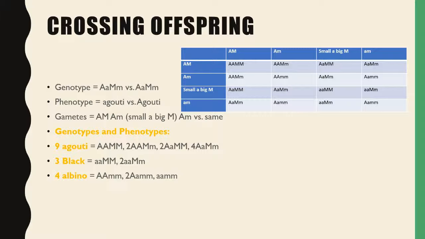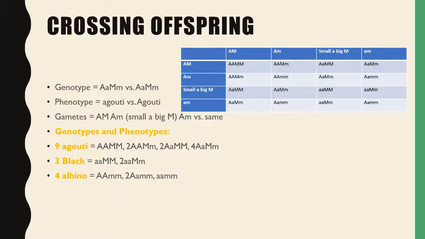So what if we cross their offspring then? What if we cross a big A, small a, big M, small m versus the same thing? Well, the phenotypes will be agouti versus agouti, and the gametes will be a big A and a big M, a big A and a small m, a small a and a big M, and a small a and a small m. And that should be the same way throughout.